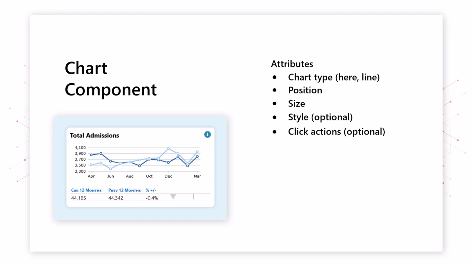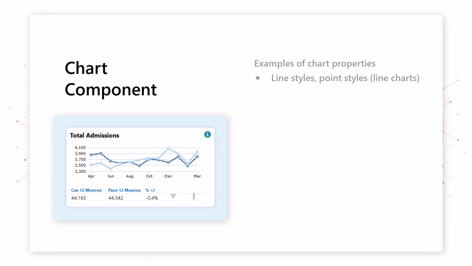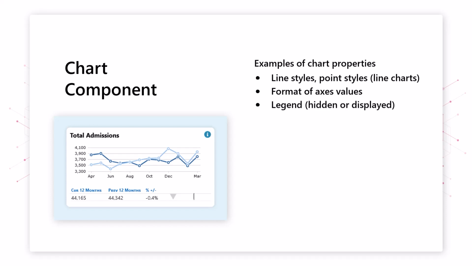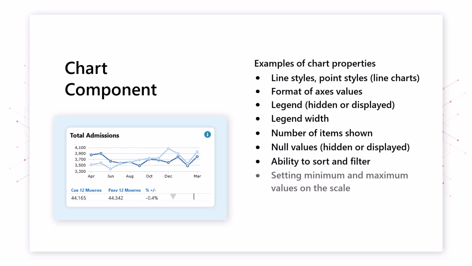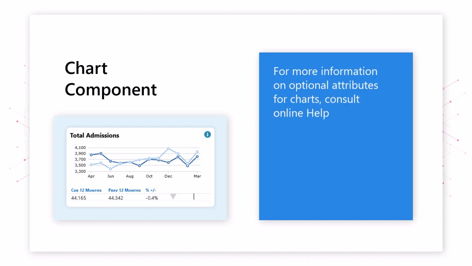In addition, each chart type has a variety of different attributes and properties that you can apply. Some examples of the types of properties you can apply are line styles and point styles for line graphs, the format of the values on the axes, whether or not you want to show the legend, and if you do, the size of the legend, the number of items shown on the chart, how null values are displayed, whether or not you can sort and filter the data, the minimum and maximum values on the scale, and much more. Not every attribute will work for every chart type, but the online help will walk you through what's available for each chart type.